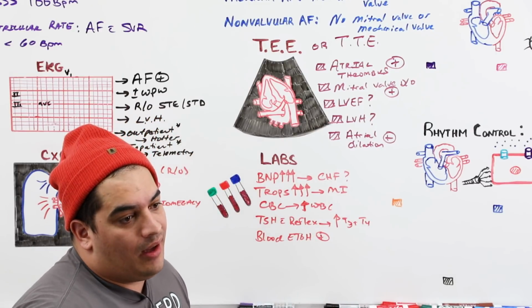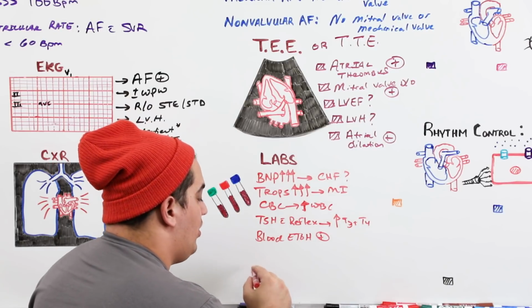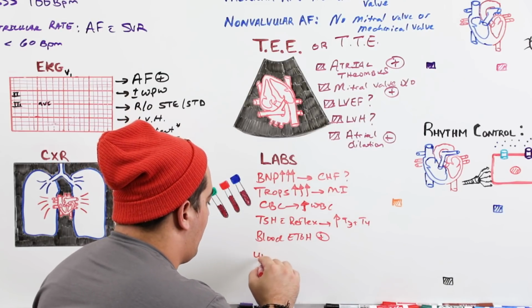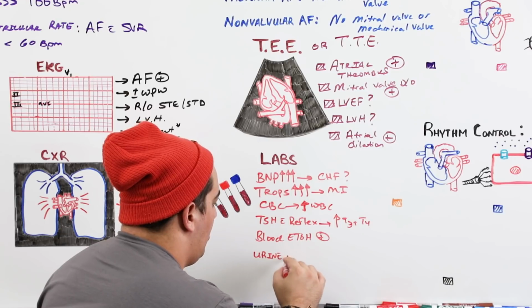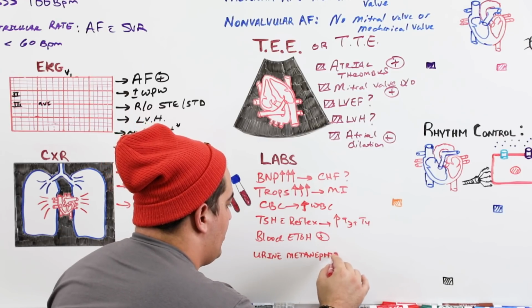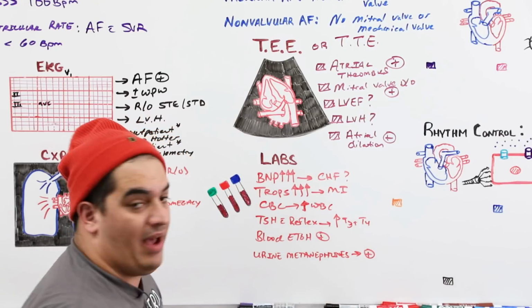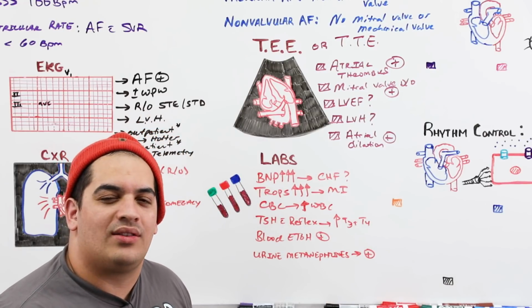What if they've got a pheochromocytoma? So if they've got a pheochromocytoma, you can check their urine metanephrines and look to see if those are positive. You can also get an adrenal CT to see if there's an obvious mass within the adrenal gland. What else could I do?